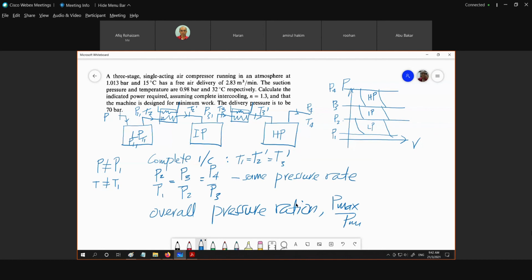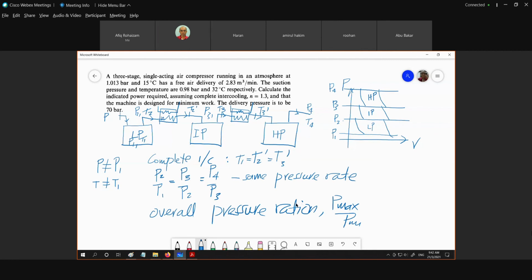Okay. So 0.98 ni apa? 0.98 ini adalah yang diberikan untuk P1. So P1 ini adalah 0.98 bar. P kita adalah 1.013 bar. Tak sama kan? Dan dia adalah kecil daripada P.